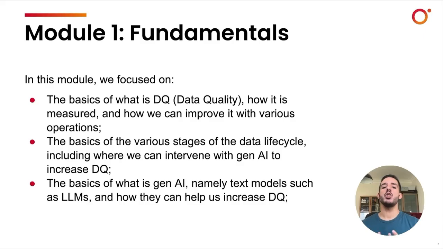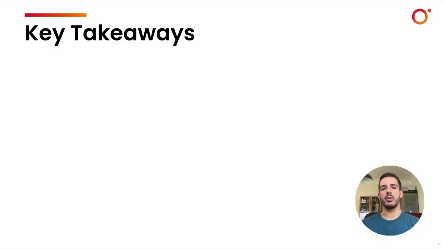Or the basics of what is generative AI, namely text generative AI models such as LLMs, how they can help us increase data quality, but also things to keep in mind, and the role of RAG to help increase the accuracy of the generations. What are some key takeaways from this module?